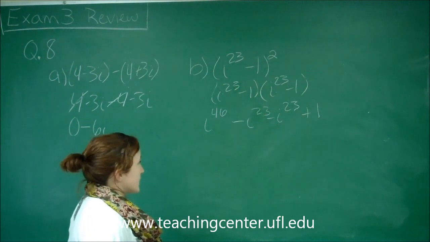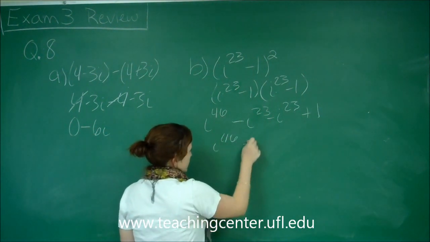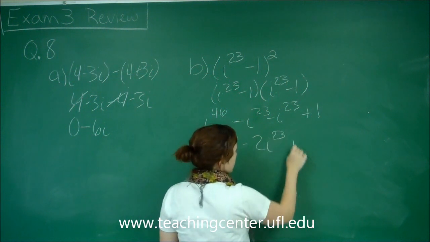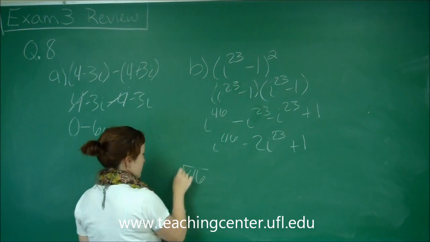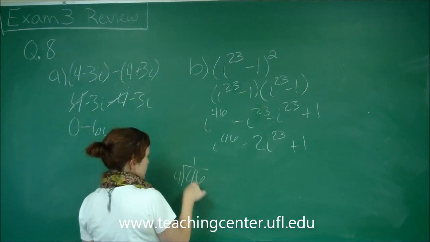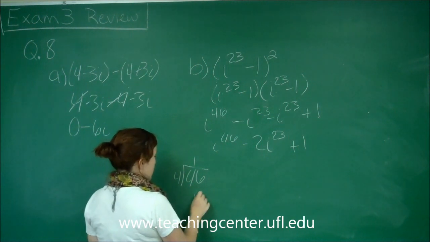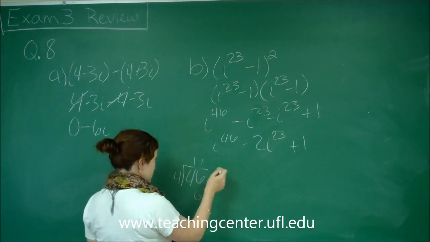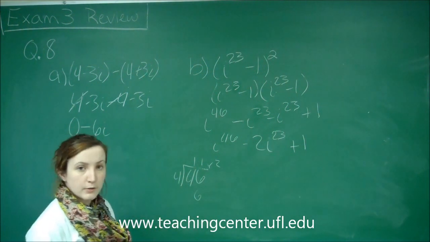So i to the 46, we need to simplify this because currently we have i to the 46 minus 2i to the 23rd plus 1. And so what we can do is take 46 and divide it by 4. And that gives me 1, 4 goes in. We really don't care what it goes into. 4 goes into 6 one time with a remainder of 2. So we really are only concerned with the remainder.